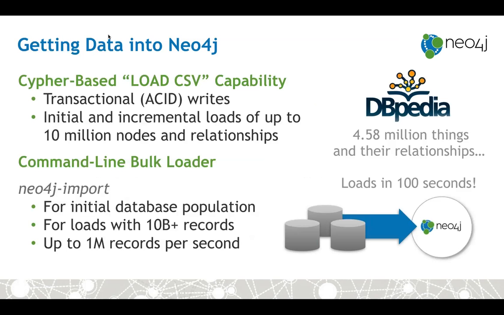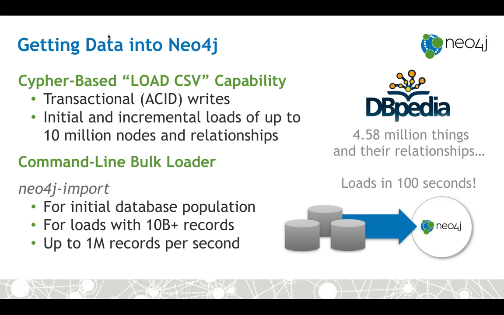Often the first step in a Neo4j application is getting data into Neo4j. We have a couple of different ways to do that. One is the Cypher-based load CSV. We'll see an example of this in a minute. This is good for loading data up to about 10 million nodes and relationships.